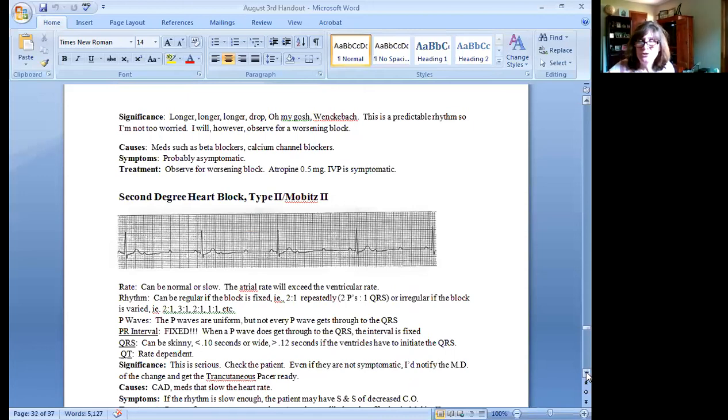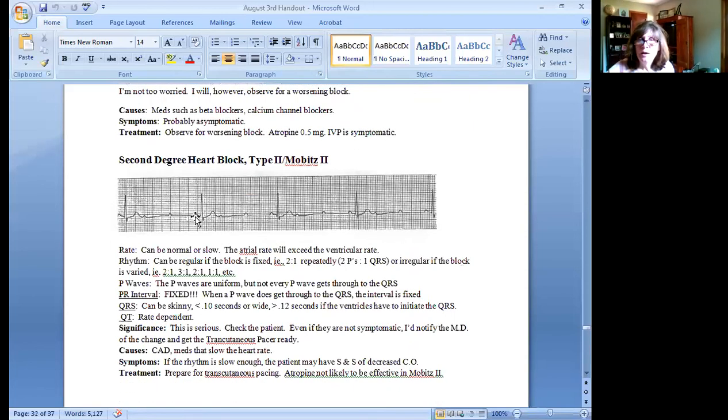Let's look at Mobitz 2. In this example of Mobitz 2, I see a heart rate of 50. It is a very regular rhythm, and I do have nice uniform P waves. In fact, that's a P wave, that's a P wave, P wave, P wave. But when I do have the P that's talking to the QRS, that interval is fixed. That's what differentiates this from third degree.